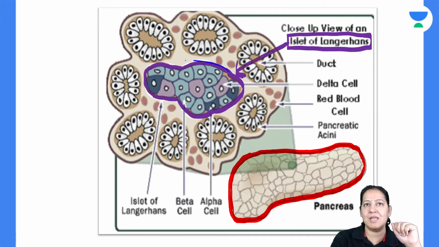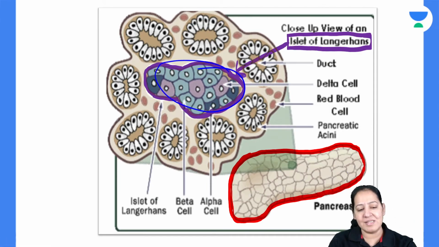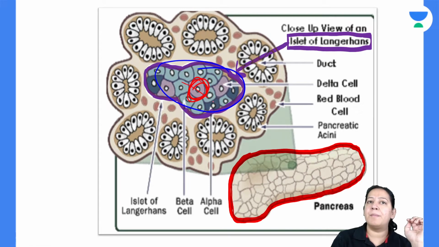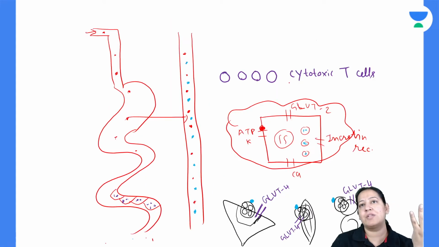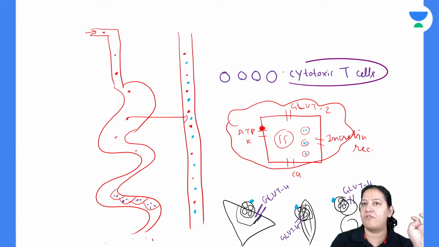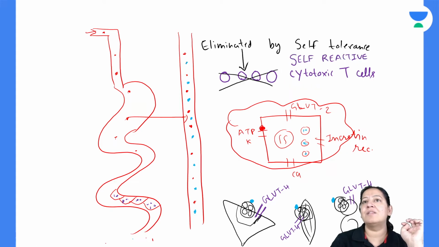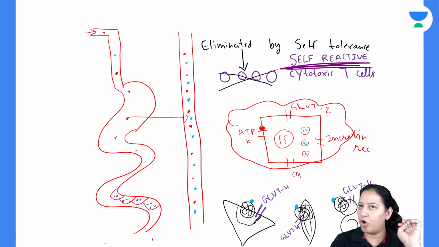Can you see this is inside the pancreas? This is the islet of Langerhans. Inside the islet of Langerhans, this is a beta cell. The T lymphocytes are coming and destroying all the beta cells, not alpha, not delta, not pancreatic polypeptide cells, nothing else. Since the beta cells are destroyed, there is no insulin. Can you see these are cytotoxic T cells? See the beautiful diagram I have drawn. They become self-reactive, they become abnormal.